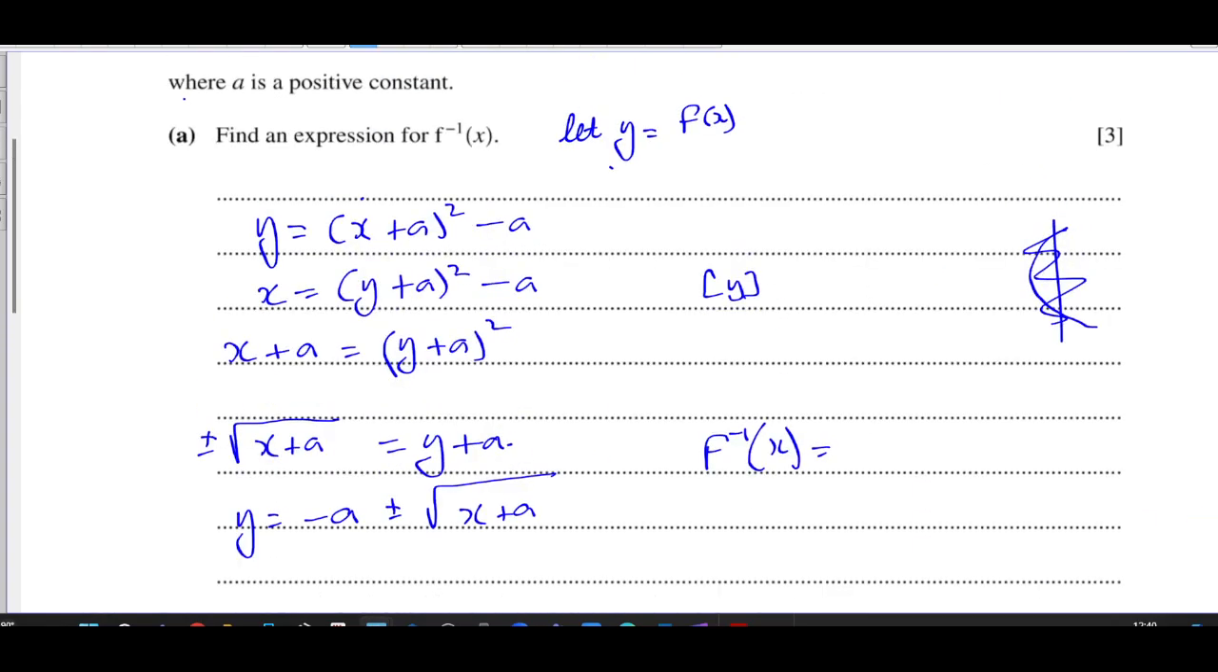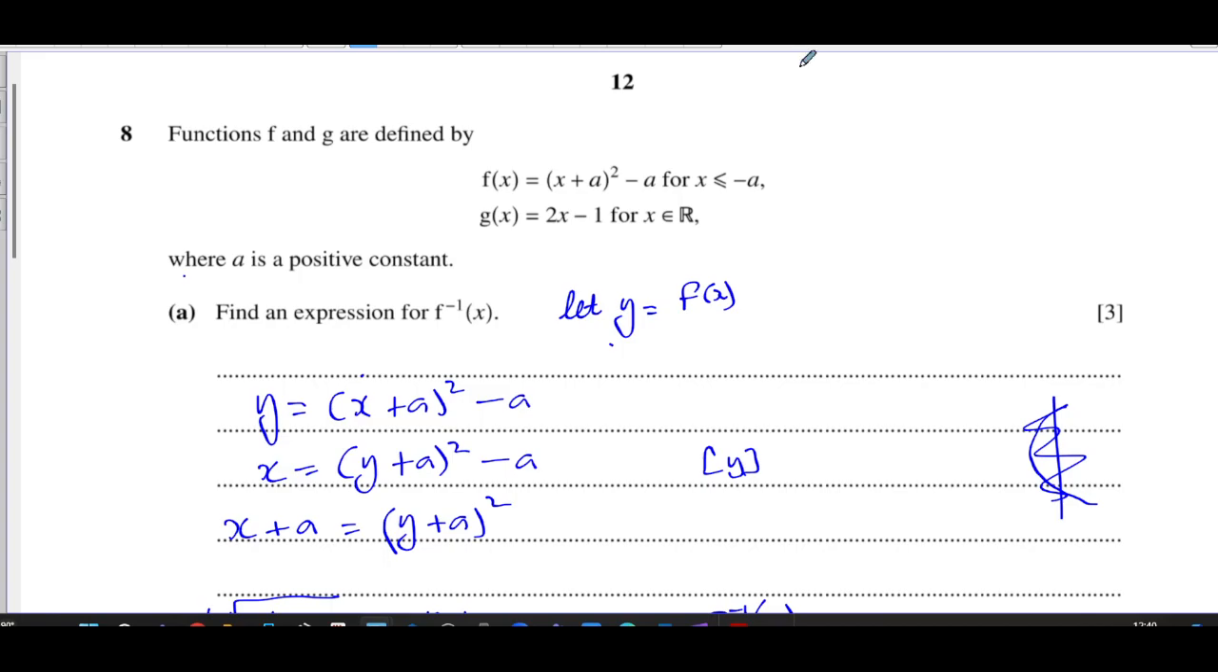As we know, the original function has been restricted to values of x less than or equal to negative a. And we can see that x equals negative a is the x coordinate of the vertex. This form is a quadratic, in completed square form. The vertex is going to be (minus a, minus a). Okay, a is a positive constant, so it's going to be somewhere down here. That's going to be the vertex, and it's been restricted to x values less than the vertex. So it's going to be on this side.